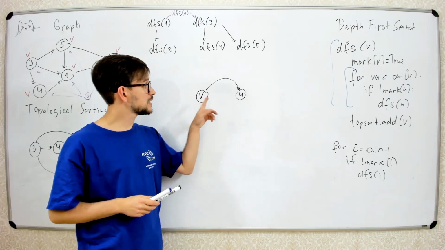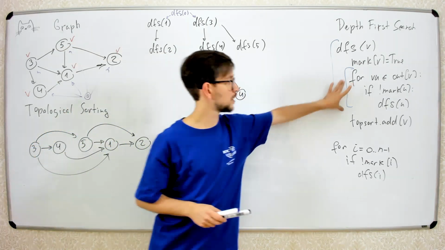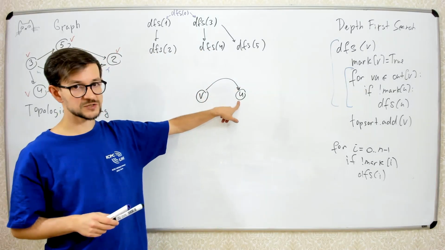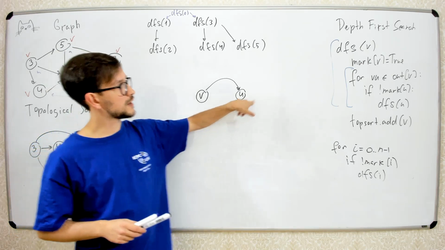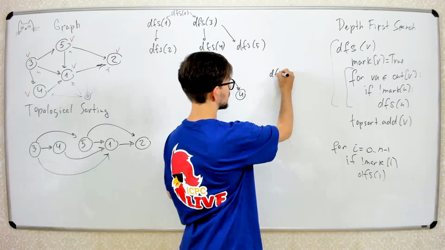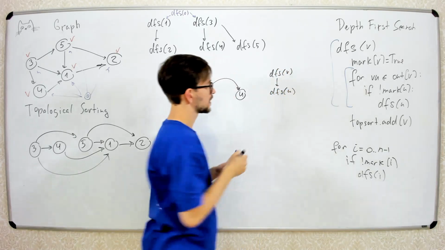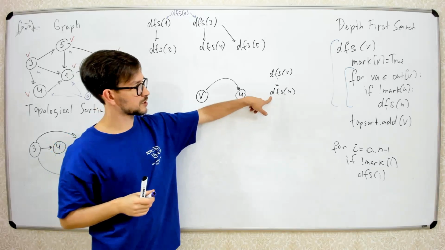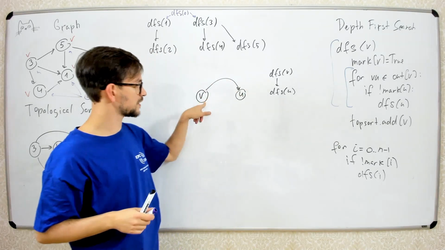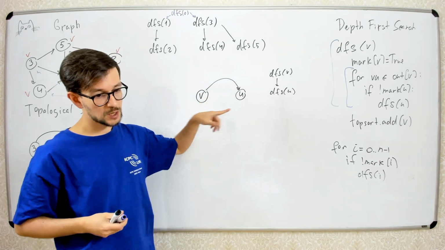Again, I claim if you have an edge from V to U, then in this loop, you will find this edge from V to U, and run DFS from node U. In the end of DFS, it looks like this. You have DFS of node V, then you run DFS from node U. Then when you finish this recursion, you add U to the topological ordering, then you go back and add V to the topological ordering. So node U will be added before node V.